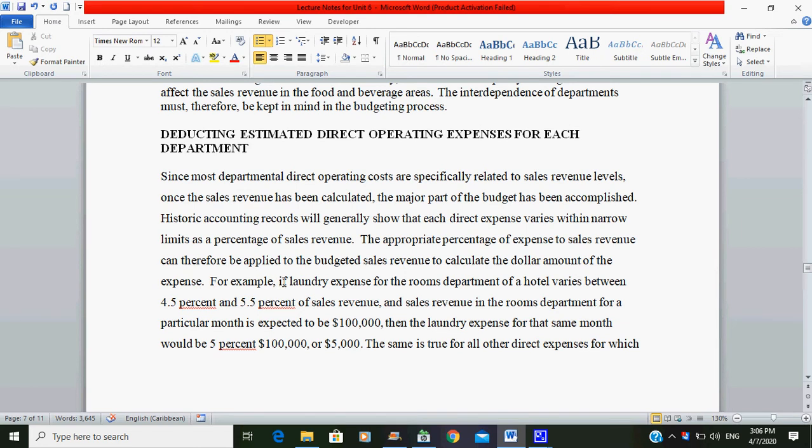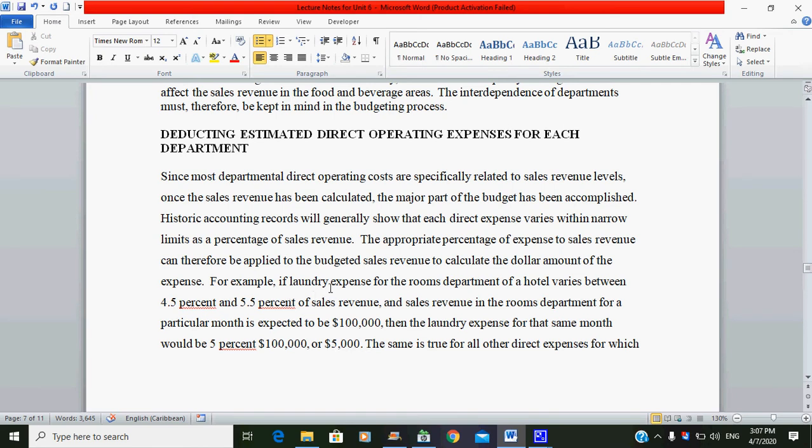For example, if laundry expense for the rooms department of a hotel varies between 4.5% and 5.5% of sales revenue, and sales revenue in the rooms department for a particular month is expected to be $100,000, then the laundry expense for the same month would be what? 5% of the 100,000, or $5,000.